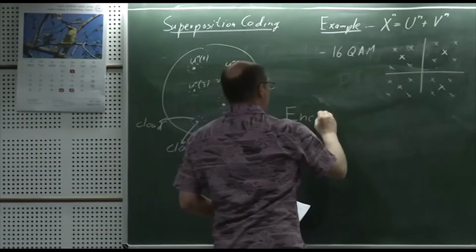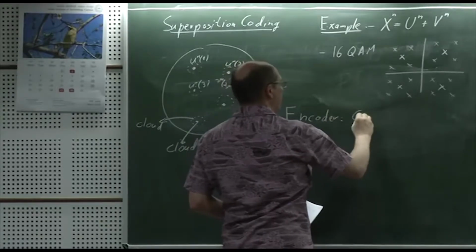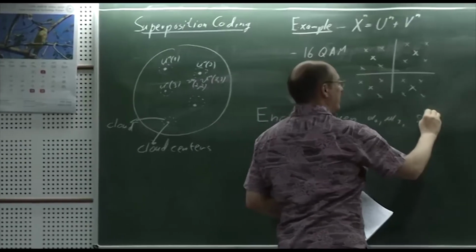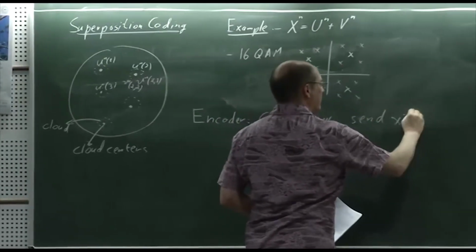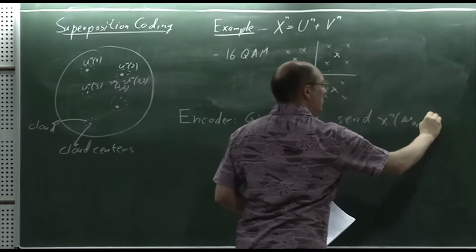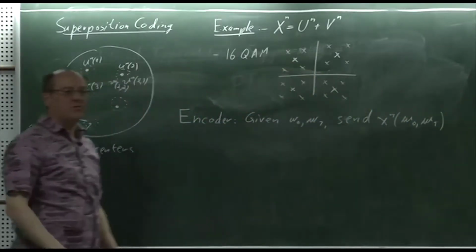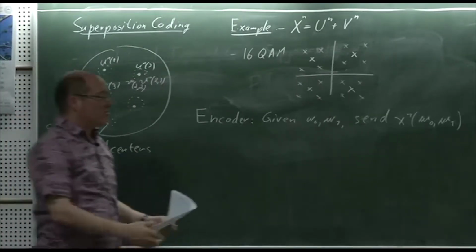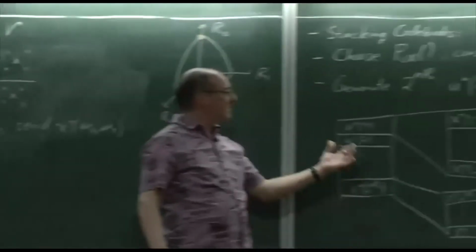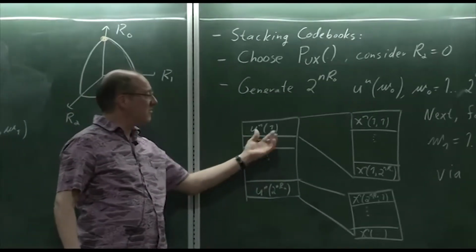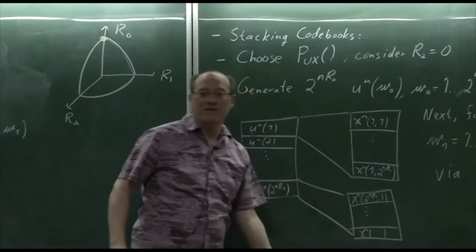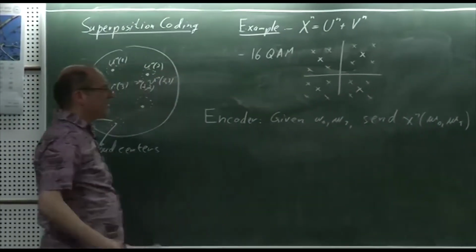Okay, how does encoding work? That's easy, right? Given W naught, W1, send x^n(W naught, W1). So you see that U doesn't even play a role in the actual transmission. So where is U? It's nowhere. We're never choosing a U, but of course effectively U is there because it serves as the basis for which all these X's were generated. So it's kind of underneath. It doesn't appear anywhere explicitly, but that's how these X's were designed.